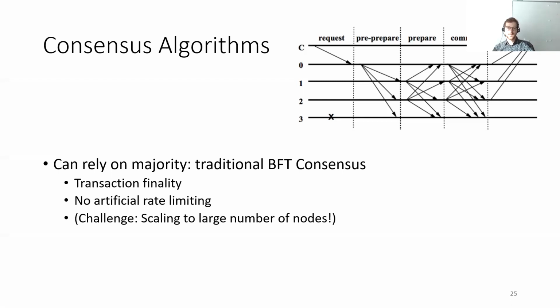There's no artificial rate limiting. What I mean here is that, as we saw in the first part of the tutorial, in different systems for various reasons you might want to reduce the throughput of the system so that you can, for instance, perform gossip in the back reasonably well, or you want to save on other resources. Here, in principle, you can go as fast as your infrastructure allows you.